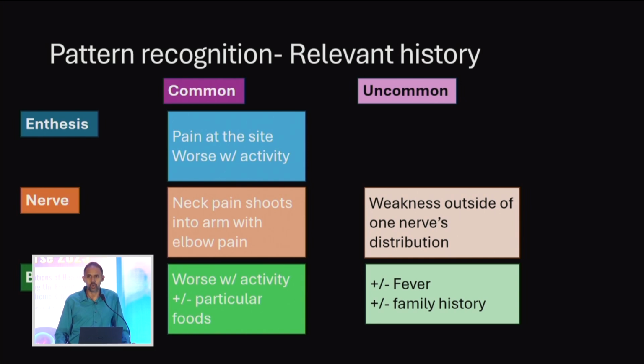The other thing is bone problems. So it could be worse with activity. It may or may not be made worse with particular foods, but the uncommon stuff may or may not have a fever history or a family history. So you're looking at these kind of trends that come up in the history to see what you're thinking. Should this be a common diagnosis? Should it not be common?